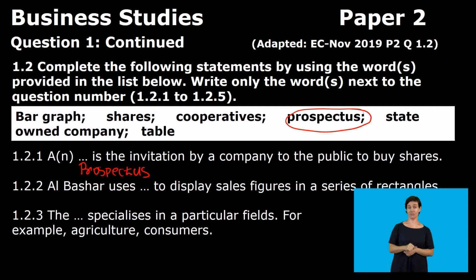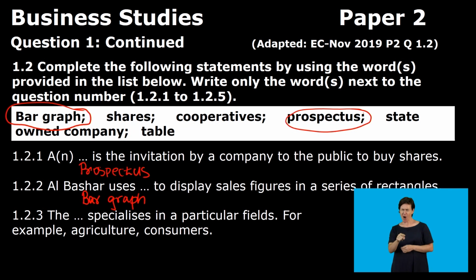Then we're moving on to 1.2.2. Al-Bashar uses this to display sales figures in a series of rectangles. So you need to find the answer in the box there. What do you think the answer is? That's correct. The right answer is the bar graph. So you then have to write the words bar graph. It's the correct answer.